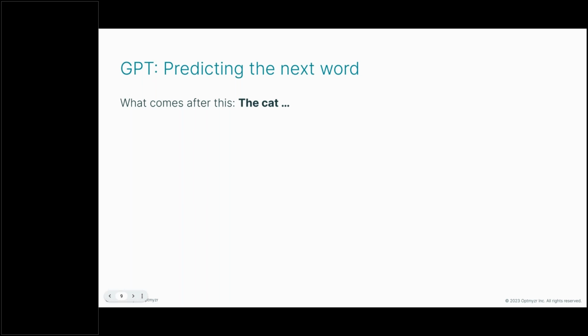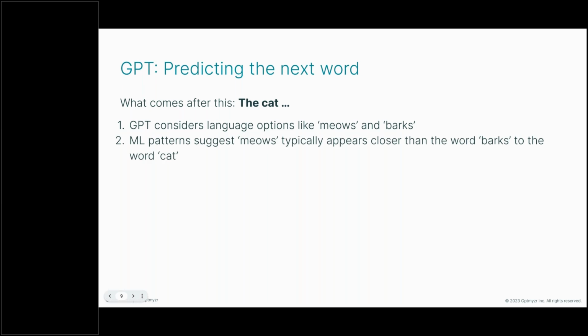So GPT is really about saying, if I already had the phrase "the cat," what would be a logical next word to put after that? It looks at language models and says, I could put in a word like meows or barks. Then it looks at weights and probabilities and machine learning patterns, and it says that meows typically appears closer to the word cat than barks does. So it is more likely that the sentence should be "the cat meows."